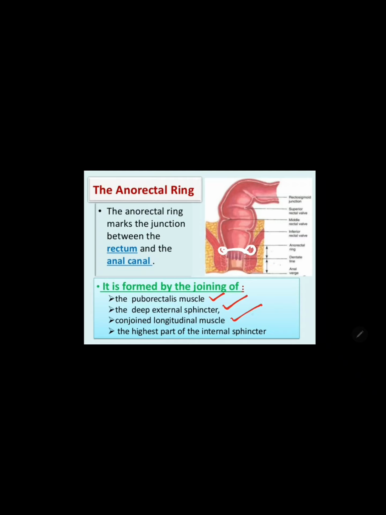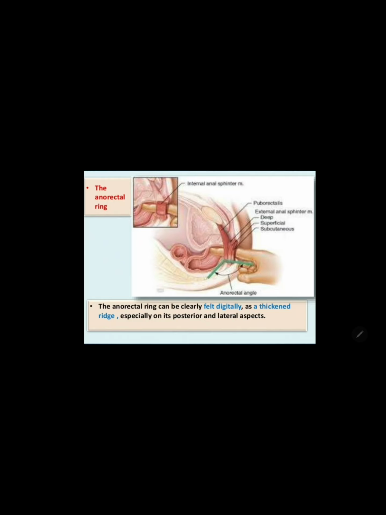So, what is the surgical importance of this anorectal ring? This anorectal ring maintains the continence of the anal canal. Damage to this ring results in incontinence, where the patient cannot hold the act of defecation. So it must be protected during surgeries in cases of fistula, fissures or piles. You can see the anorectal ring can be felt digitally in the per-rectal examination as a thickened ridge, especially in the posterior and lateral aspects.